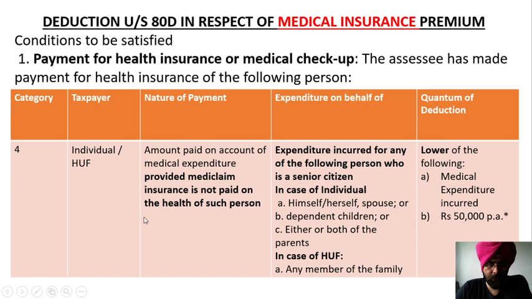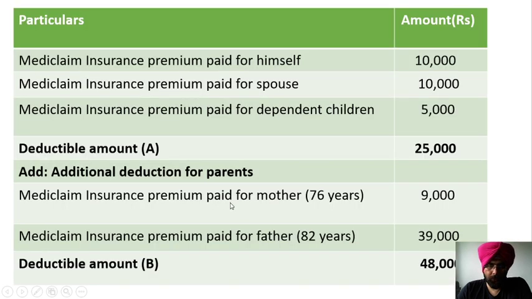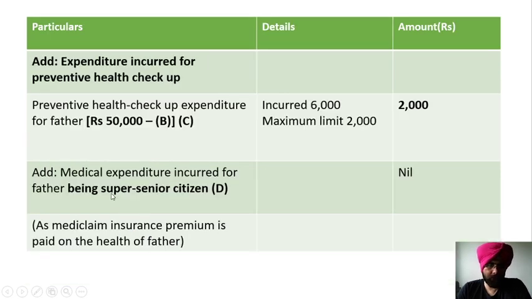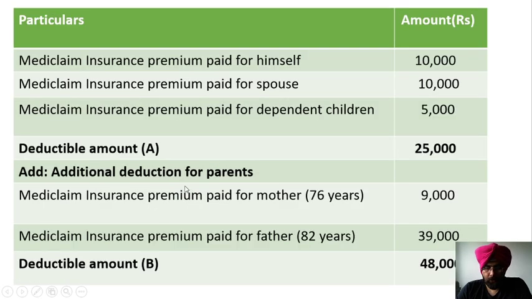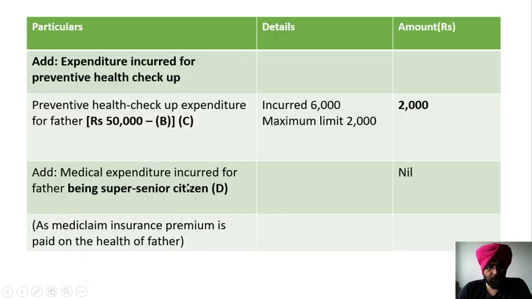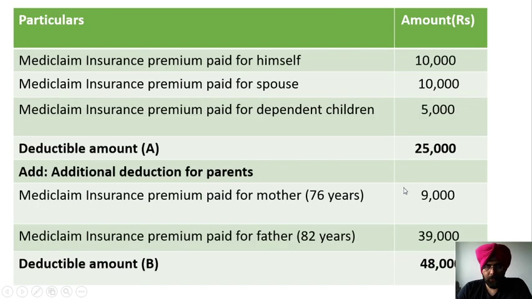We have discussed this condition, that if the amount paid on account of medical expenditure, provided Mediclaim insurance is not paid on the health of such person. So here you cannot do both the things, that you can take medical insurance premium for your parents as well as you can take a deduction of medical expenditure. It's not allowed. You can take either of them. Either you take deduction for medical expenditure or you take deduction for medical insurance premium. So in this case, medical expenditure deduction will not be available, so it's nil. So this is the correct calculation.